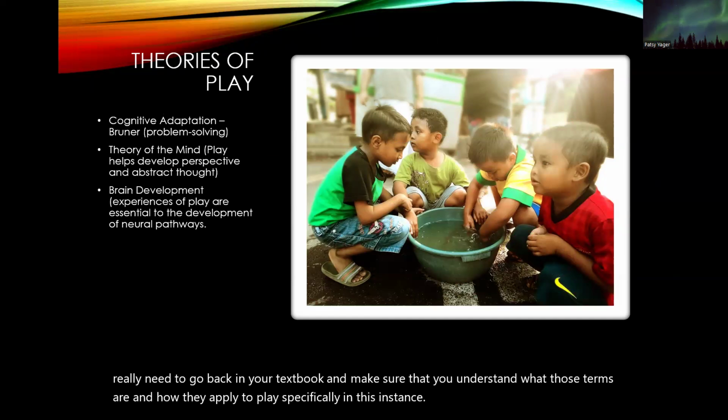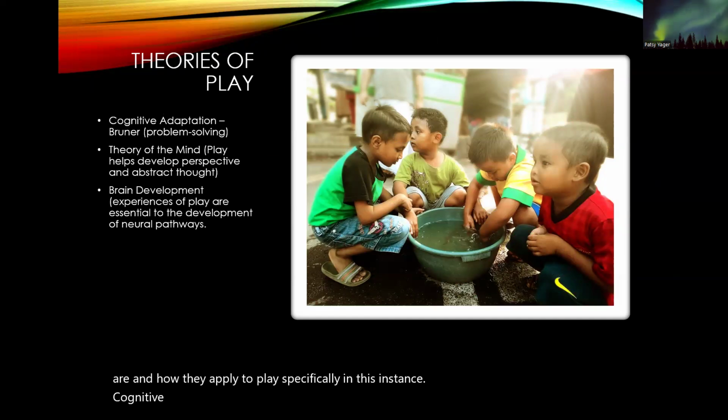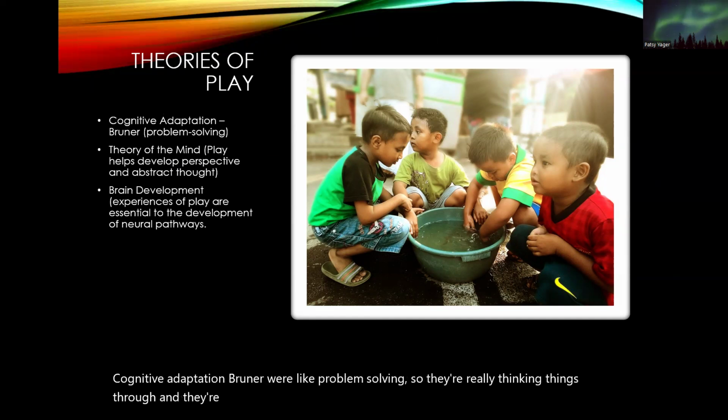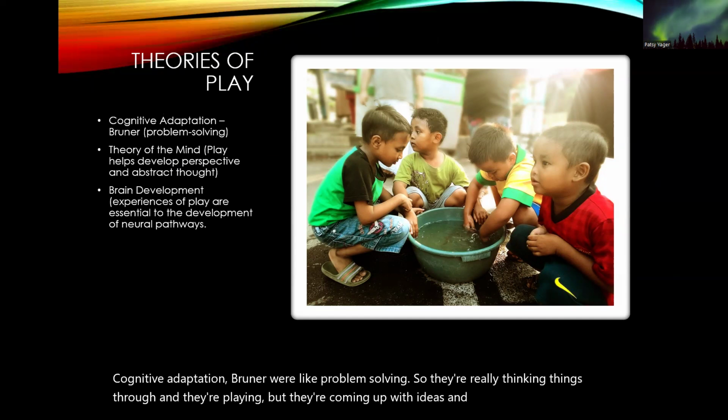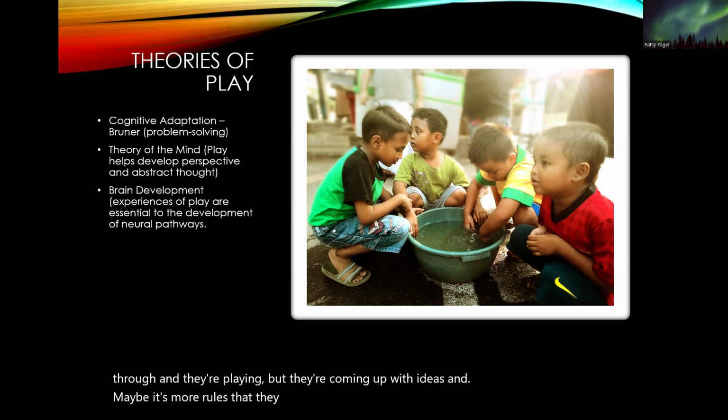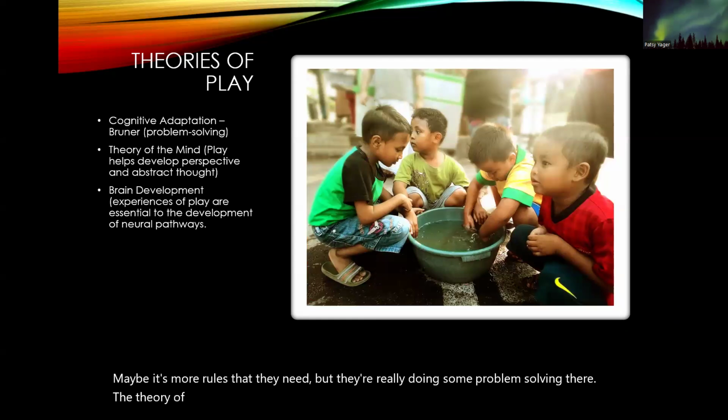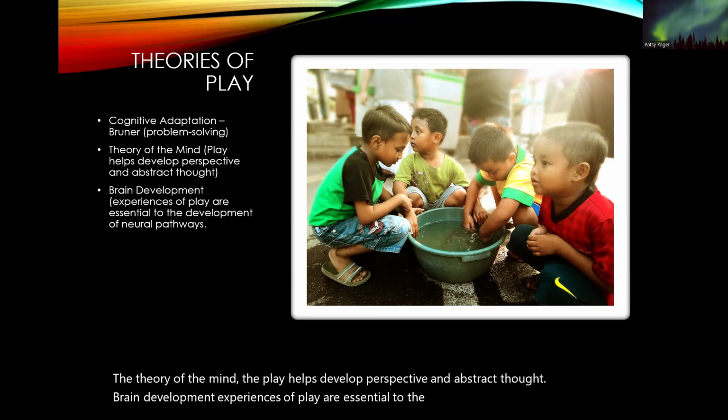Cognitive adaptation, Bruner, is like problem solving. So they're really thinking things through and they're playing, but they're coming up with ideas and maybe it's more rules that they need, but they're really doing some problem solving there. The theory of the mind: play helps develop perspective and abstract thought. Brain development: experiences of play are essential to the development of neural pathways.